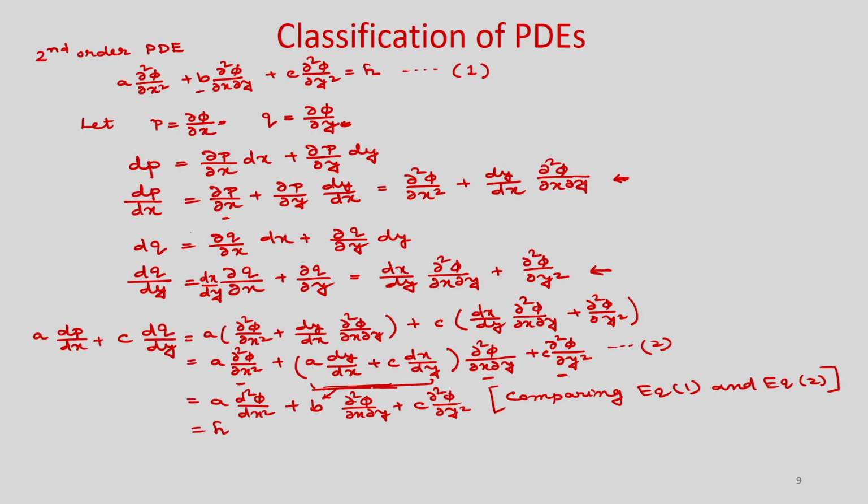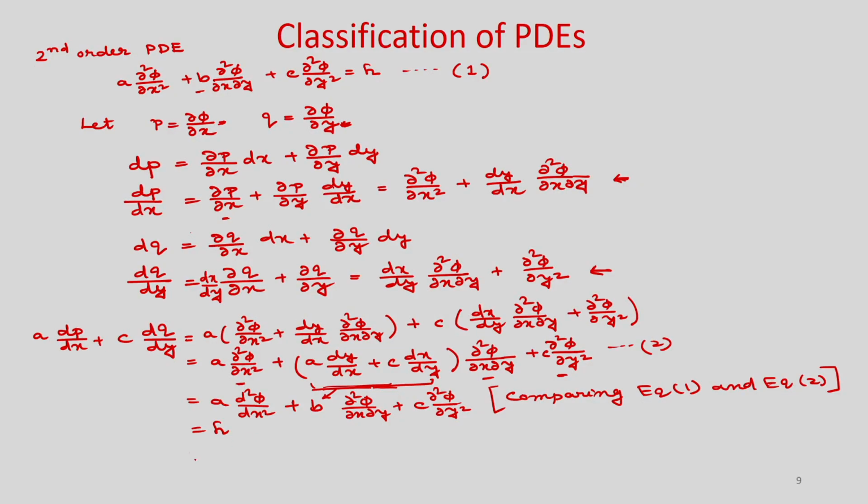So, under a certain condition you can reduce this PD to an OD, provided a dy by dx plus c dx by dy is equal to b. In this condition you can reduce the PD to an OD, because now you are getting the OD as a dp by dx plus c dq by dy is equal to h. So, this is your OD, and this is your PD.